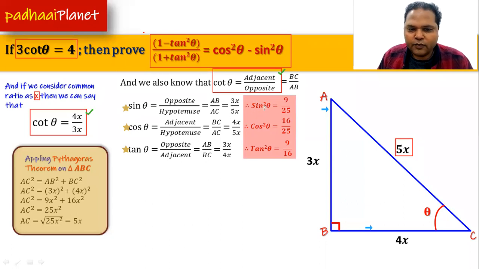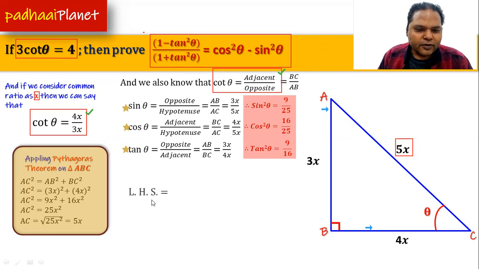And now what we'll do is we'll put these values, sine square theta, cos square theta, and tan square theta, into this expression. And from here, then we will find out whether the expression is true or not, right? So let's start with the left hand side of the expression.